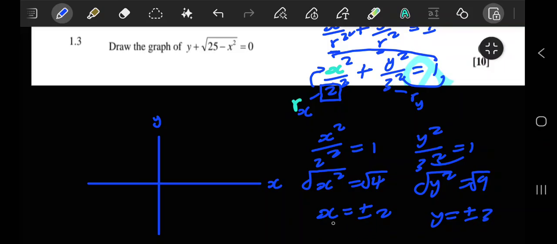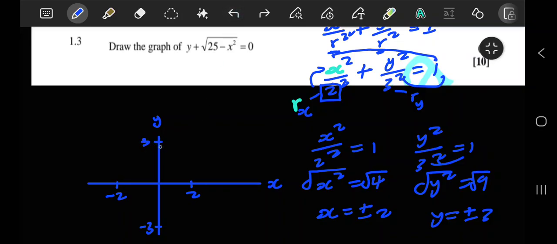This is the coordinate. We have x along the x-axis: we can have minus 2, and also x equal to 2. Then we have 3 somewhere here on the y-axis, you have negative 3 and positive 3. Then you draw your ellipse. You have to join nicely. So you have your ellipse like that.